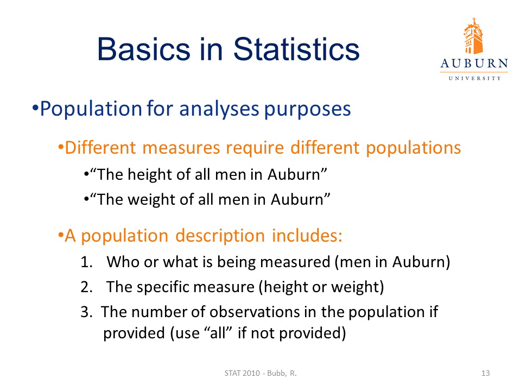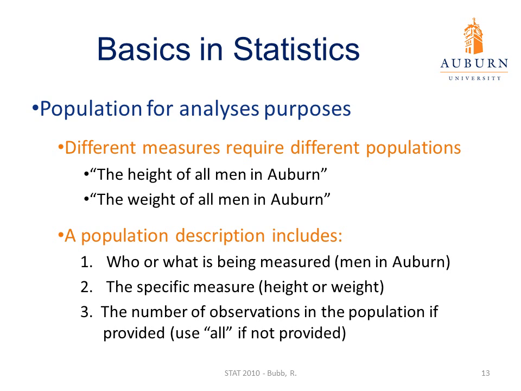Alright, so when we're describing a population, there's three things that we need to make sure we include. So these three things are that we need to include who or what is being measured. We also need to include the specific measurement itself. And then lastly, we have to include the number of observations in the population if it's provided.